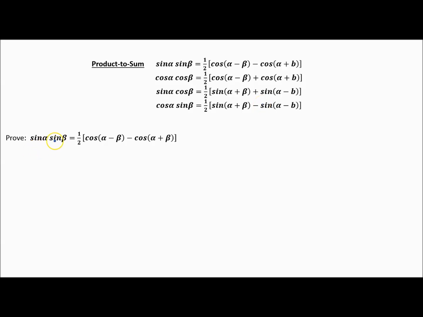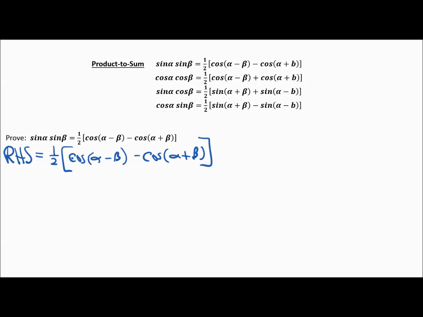So to verify, we're not going to verify all four of them, they're very similar, but to verify the first identity, what I'm going to do is start with the more complicated side. So I'm going to start with the right hand side. I'm going to rewrite it: 1/2, and we have cosine of alpha minus beta minus the cosine of alpha plus beta. And remember, whenever you verify an identity, it helps to start with the more complicated side, and you do work to this until it matches the other side, and then you have proven it's true.